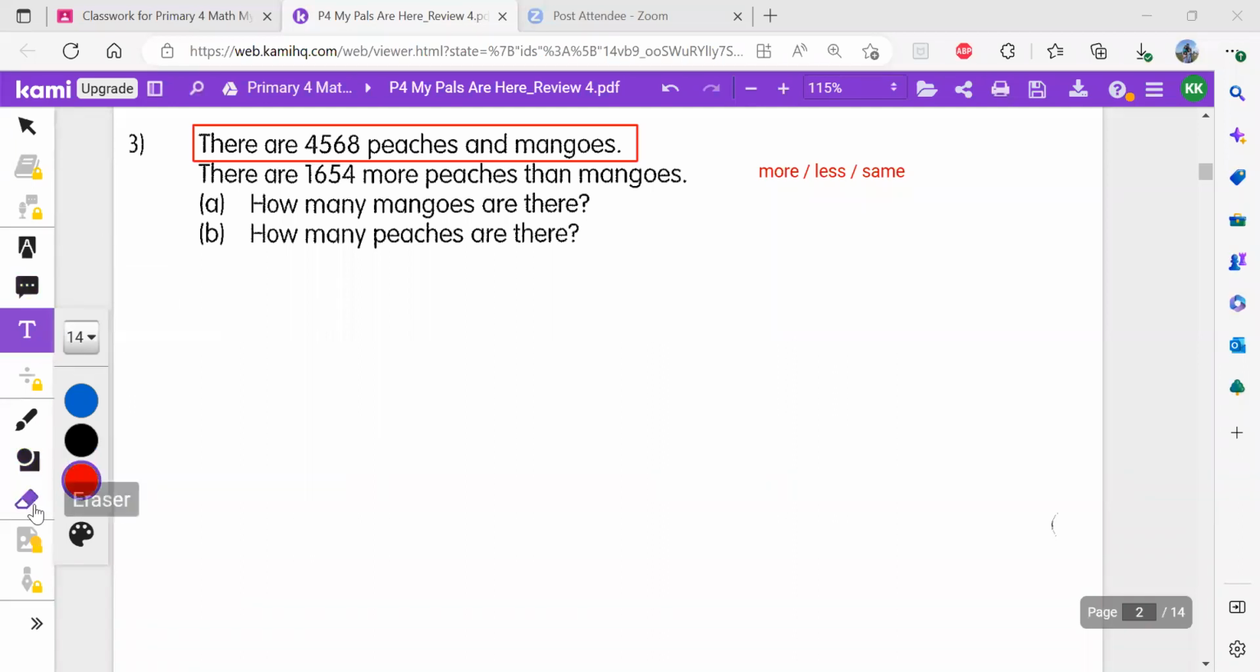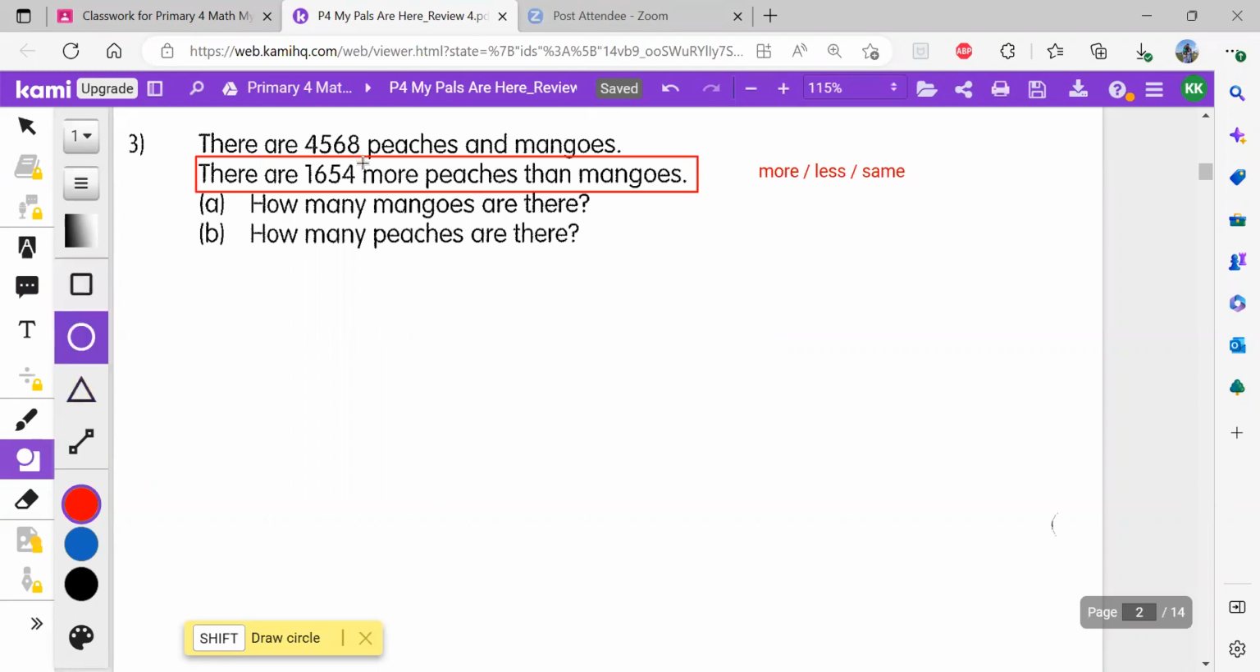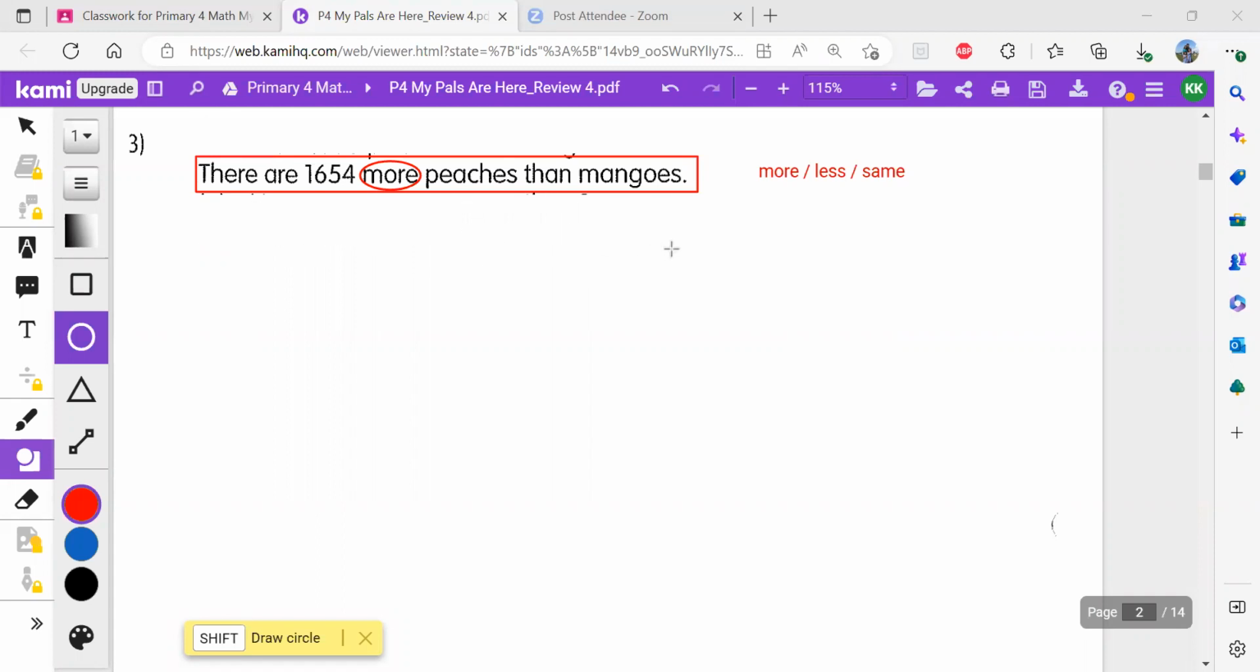So I'm going to look at the second sentence. Does the second sentence tell me who has more? Yes, because there's this 1,654 more. So this sentence shows me comparison. I'm going to start to draw a model based on the second sentence and ignoring the first sentence totally. I'm going to just draw the second sentence and look at nothing else.